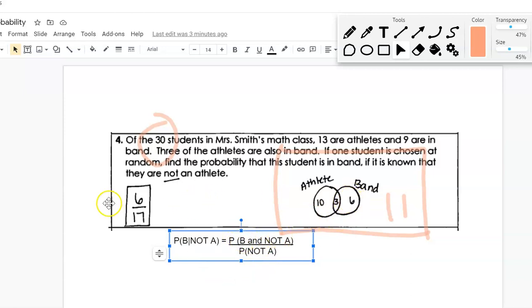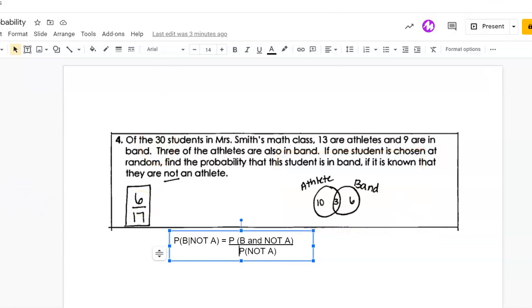That'd be 6 of them. So at the top would be 6, and on the bottom, they're not an athlete. Okay, so we know that we have 6 that are in band that are not athletes, but we have 11 students who are neither. So 6 plus 11 is 17. So the probability is 6 out of 17. You can see there how it can get kind of tricky, okay?